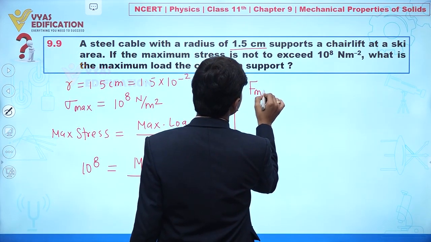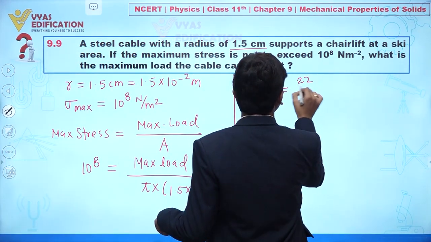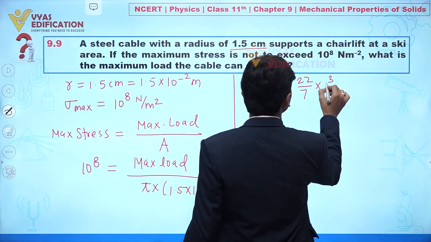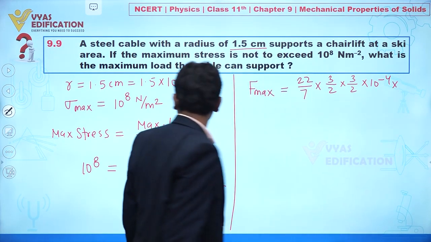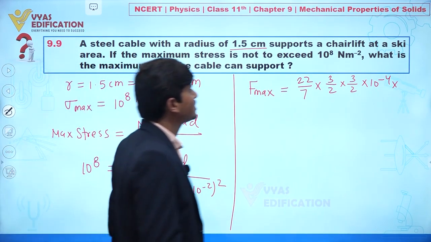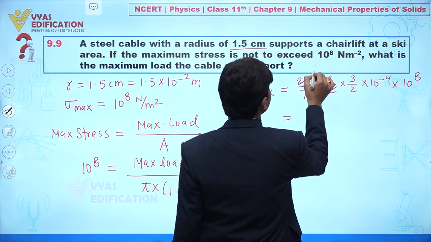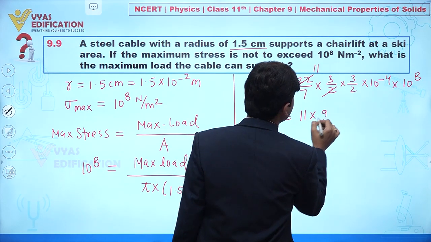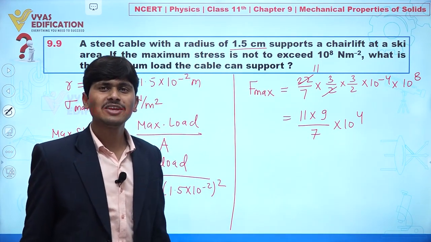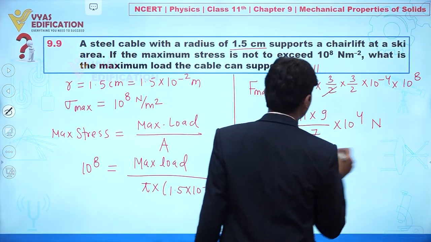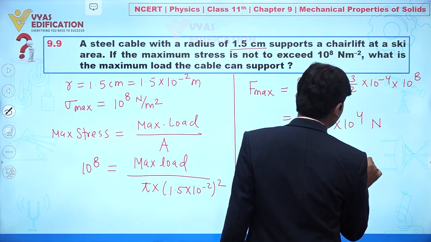So I can write F maximum equals maximum stress multiplied by area. First, pi is 22 by 7, into 3 by 2 into 3 by 2, into 10 to the power minus 4, multiplied by the maximum stress 10 to the power 8. So now we have 11 multiplied by 9 divided by 7, into 10 to the power 4. This is the value of maximum force. So I can say 99 by 7 into 10 to the power 4 Newton.